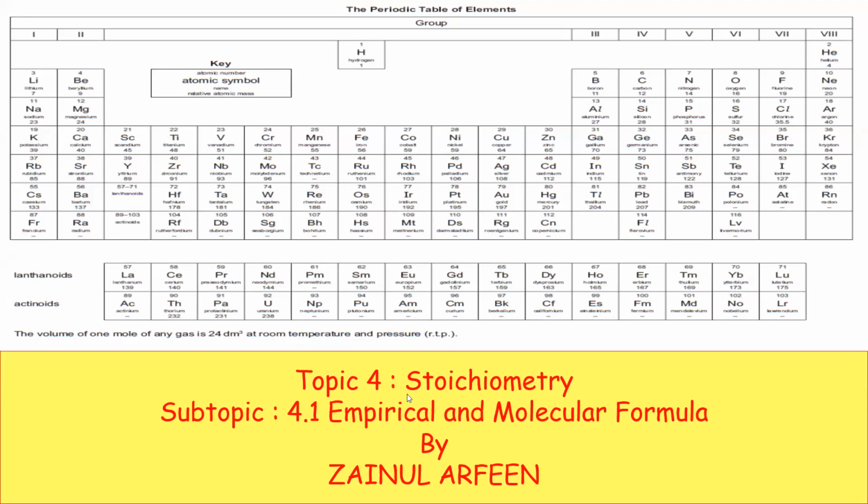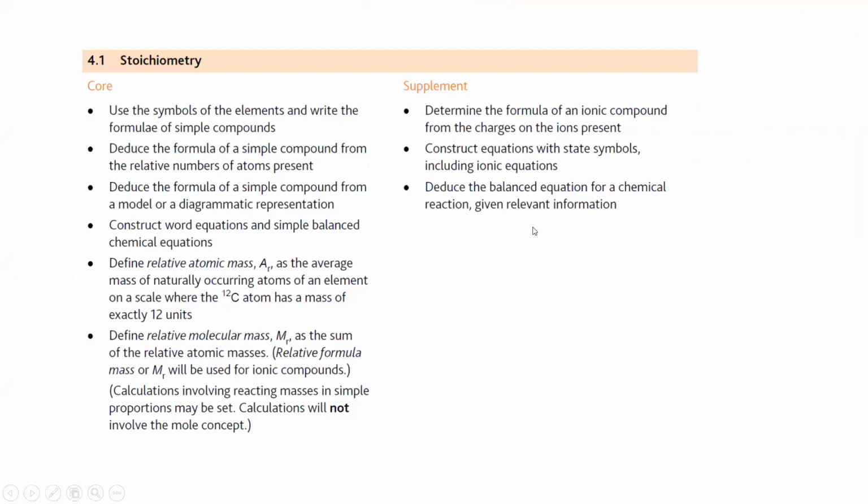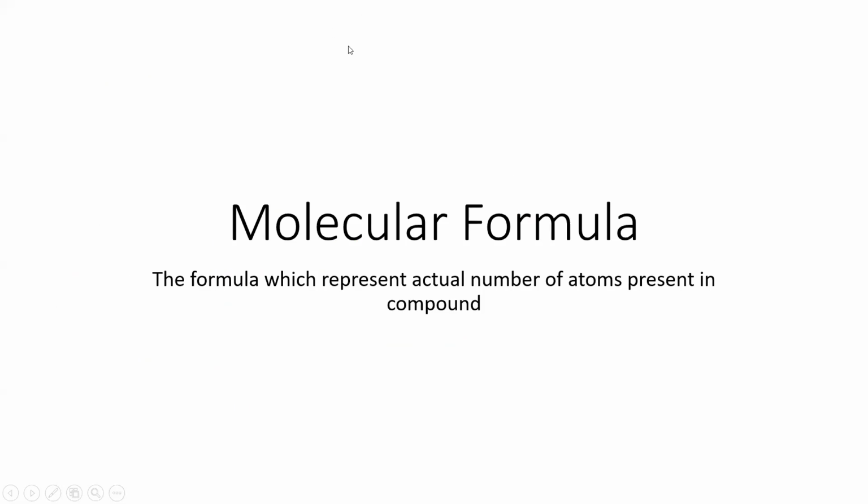The learning objective. This is learning objective 4.1 of stoichiometry. Now, first is the molecular formula. What is the meaning of molecular formula? The molecular formula is the formula which represents the actual number of atoms present in the compound. So, how many atoms are present in a compound? We call that formula the molecular formula.